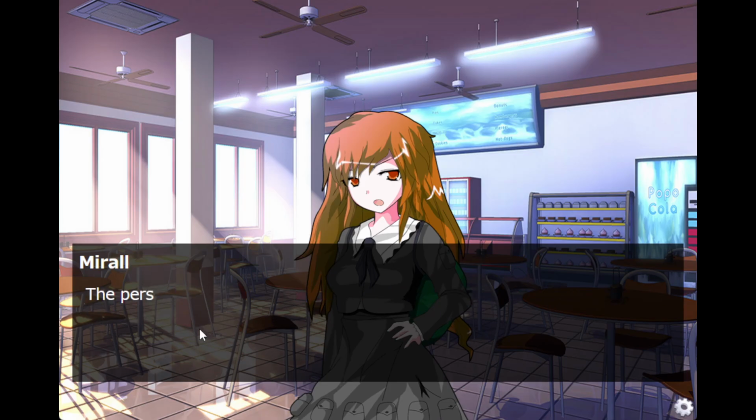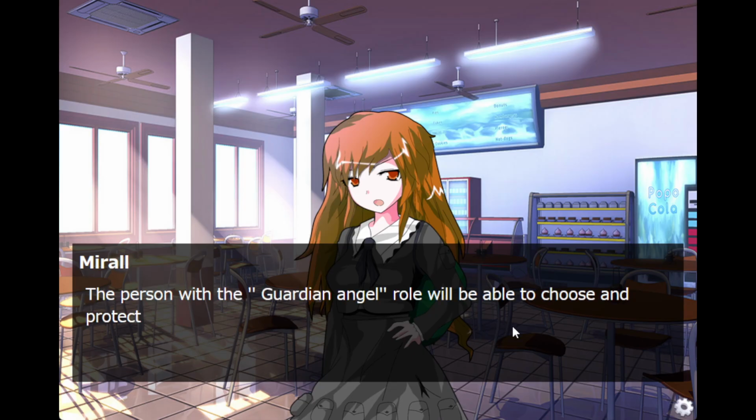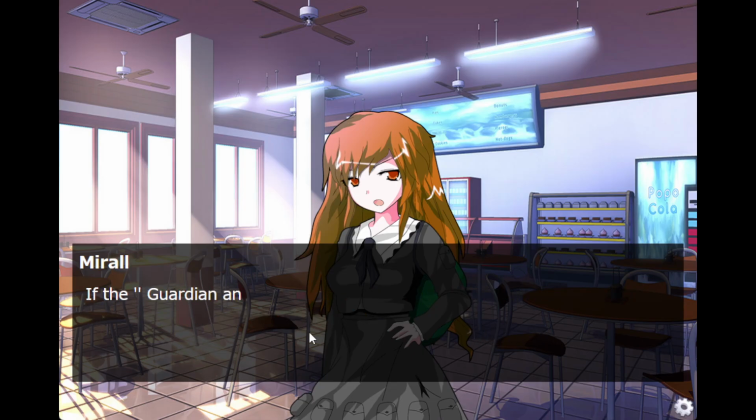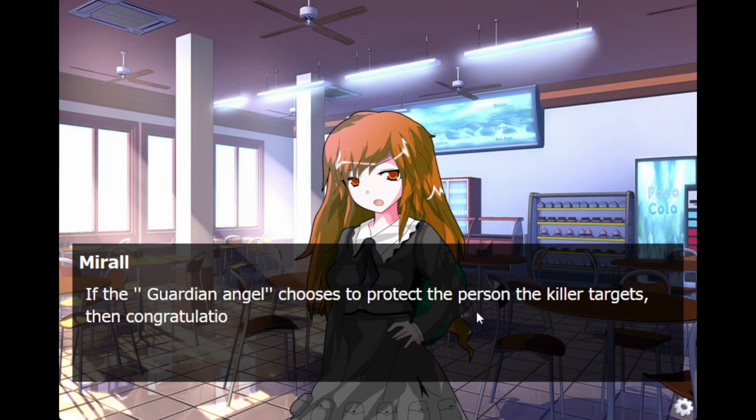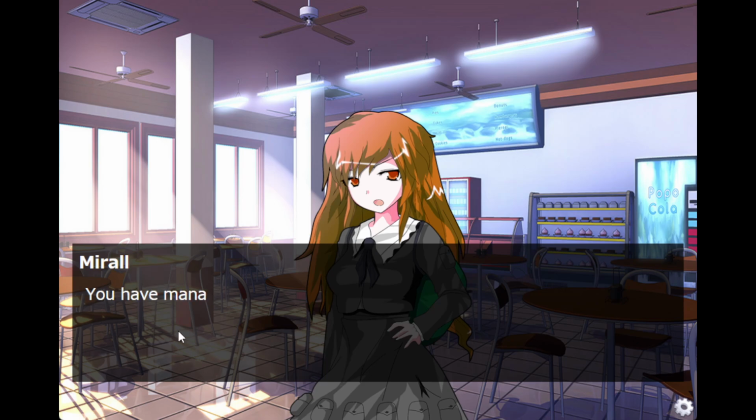First, the guardian angel role. The person with the guardian angel role will be able to choose and protect one other person each night. If the guardian angel chooses to protect the person the killer targets, then congratulations. You have managed to prevent the killer from claiming their victim. Okay, but you can't protect yourself, right? We found that out in the other game.